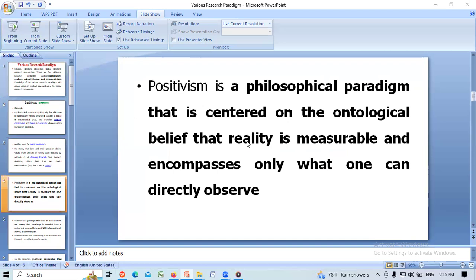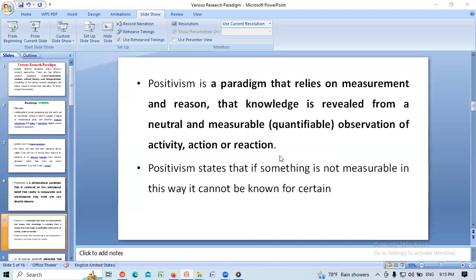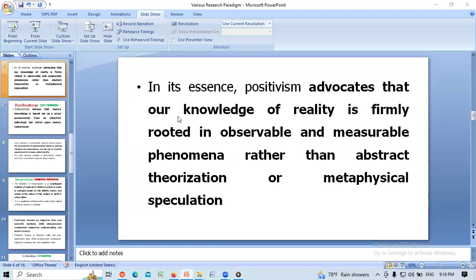Positivism is the philosophical paradigm that is centered on the ontological belief that reality is measurable and encompasses only what one can directly observe. It relies on measurement and reason, holding that knowledge is revealed from neutral, measurable, quantifiable observations of activity, action, or reaction. Positivism states that if something is not measurable in this way, it cannot be known. In this sense, positivism advocates that our knowledge of reality is firmly rooted in observable and measurable phenomena rather than abstract theorization or metaphysical speculation.